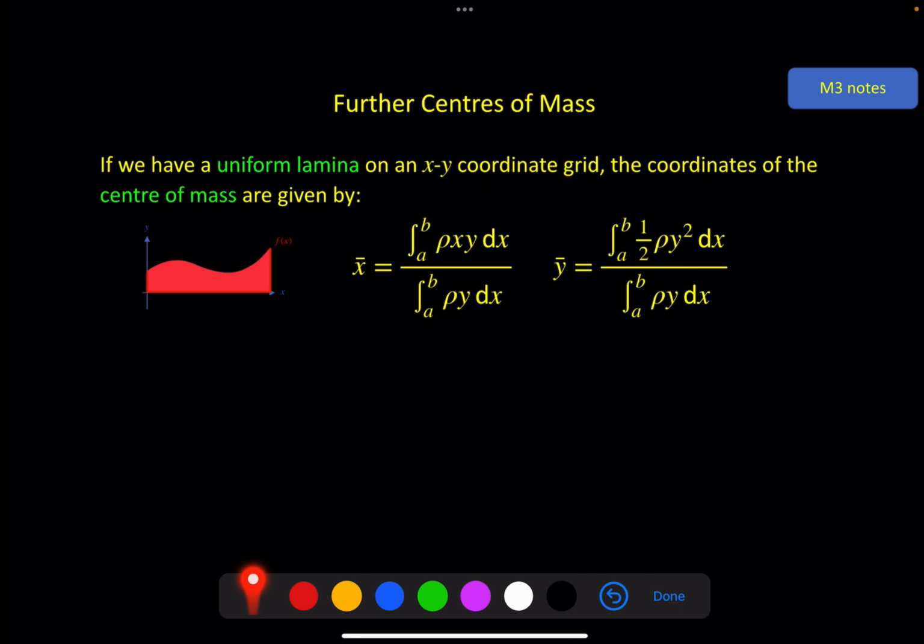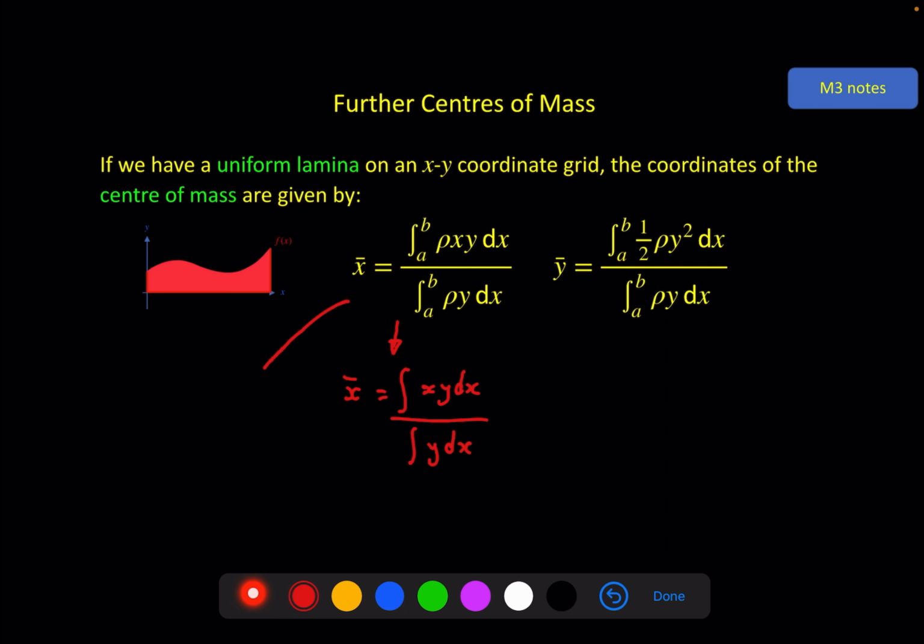So if we have a uniform lamina on an xy coordinate grid, the coordinates of the center of mass are given by these two formulas here. In the textbook they continue this and say if you're going to use it like that, then you could just cancel rho and end up with this.